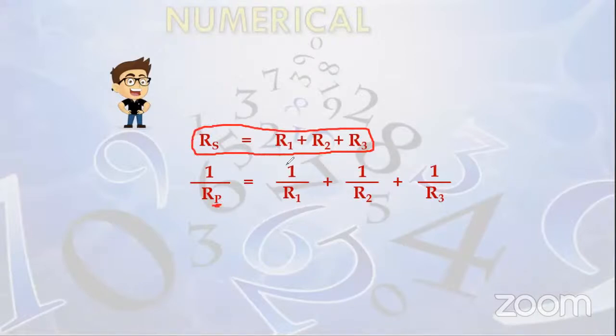1 by Req is equal to 1 by R1 plus 1 by R2 plus 1 by R3. Very good. 1 by R equivalent. That is, RP stands for R parallel, don't get confused, and RS stands for R series. So keep it in mind. These are the two formulas, and based on these two formulas we'll discuss a few problems today.